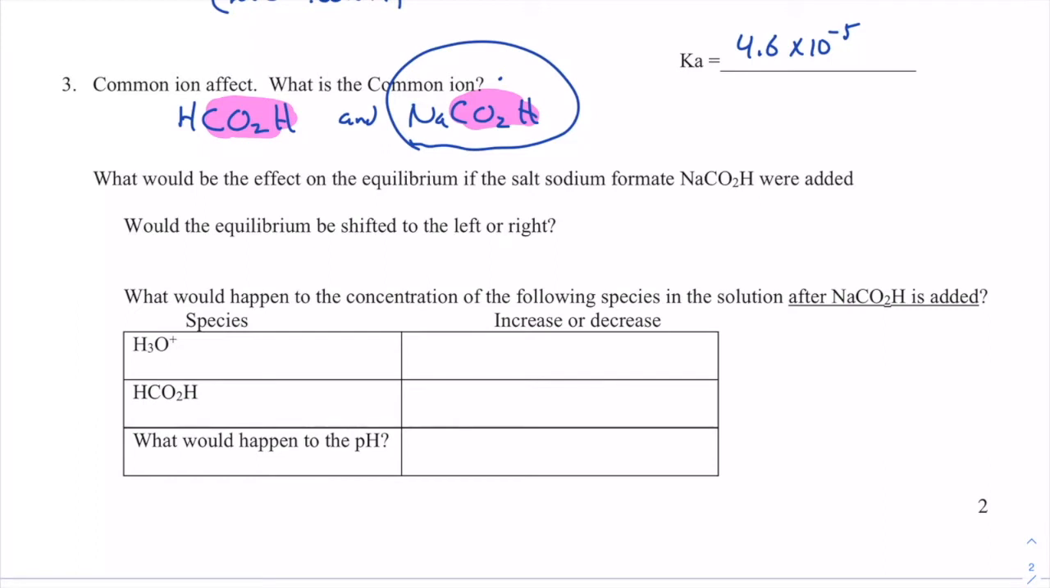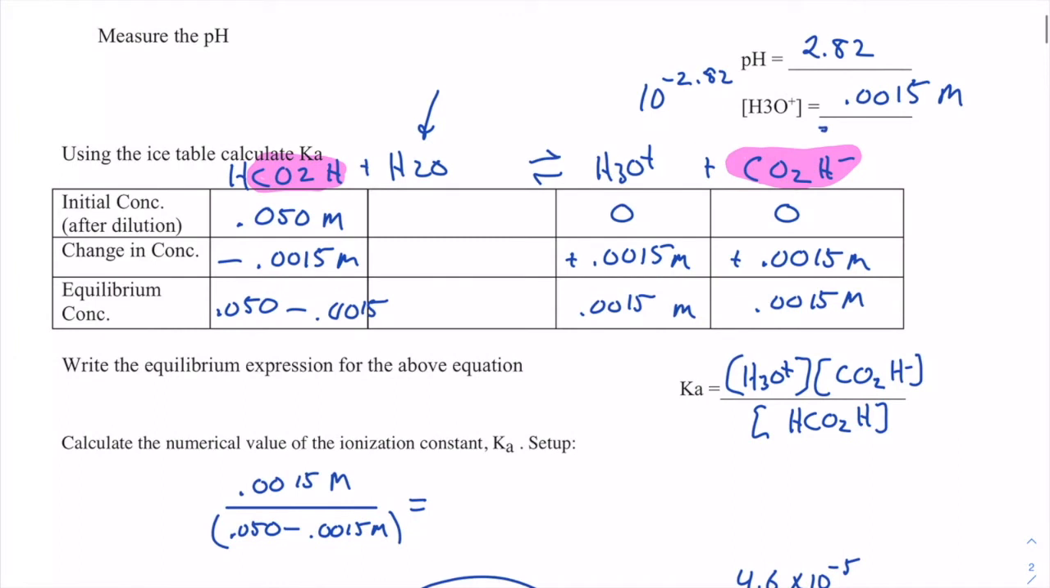What would be the effect on the equilibrium if the salt sodium formate were added? Would the equilibrium be shifted to the left or the right? Well, let's look. If we add a species on the left, according to Le Chatelier's principle, that's going to push the equilibrium to the right in order to use that up and reestablish the equilibrium.